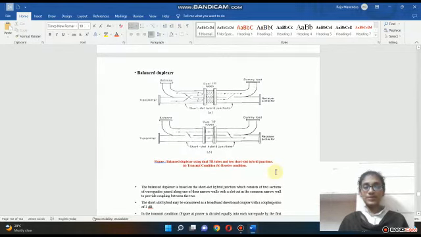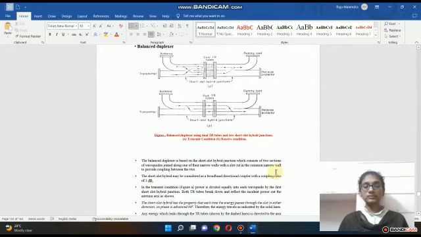And next, the balanced duplexer. The balanced duplexer is based on the short slot hybrid junction, which consists of two sections of waveguide joined along one of the narrow walls, with a slot cut in the common narrow wall to provide coupling between the two. The short slot hybrid may be considered as a directional coupler with a coupling ratio of 3 dB.